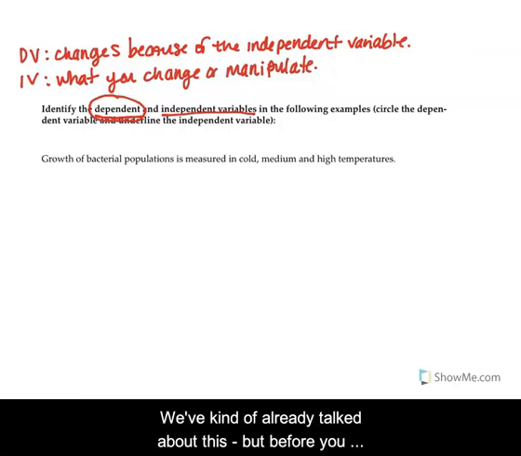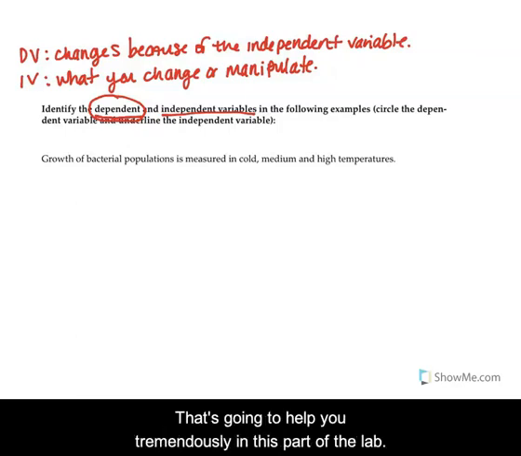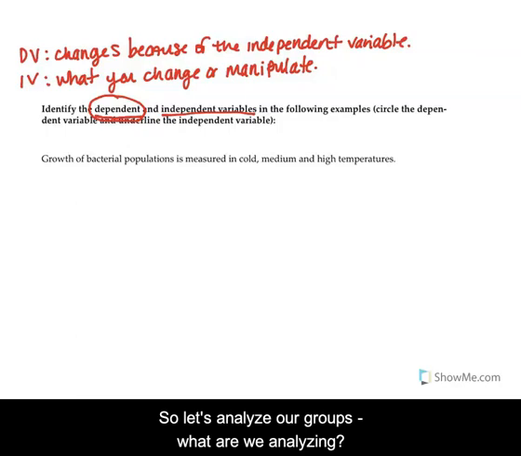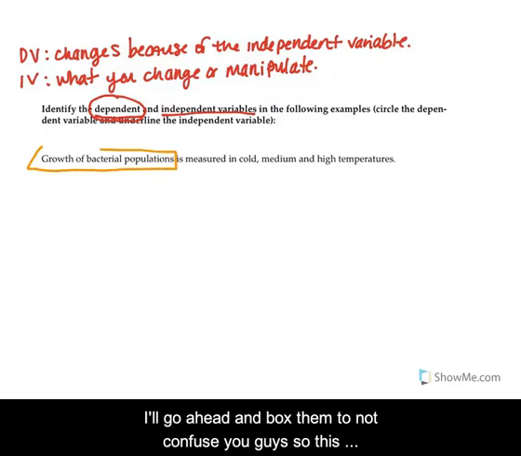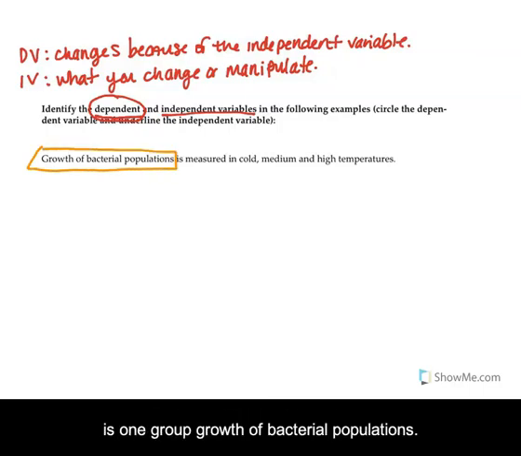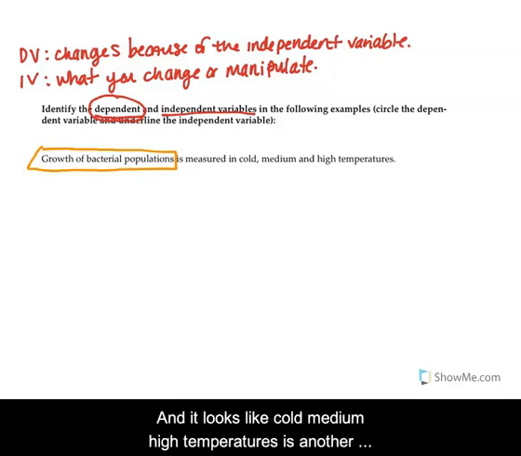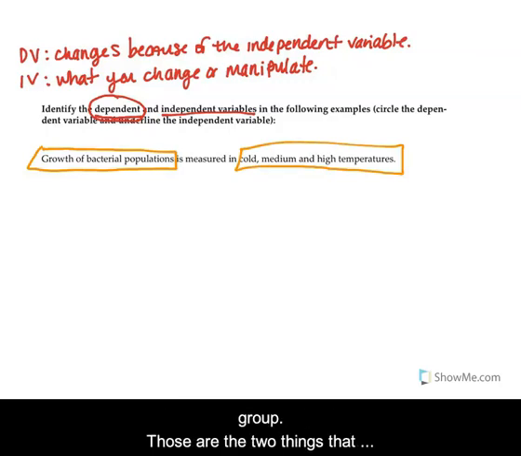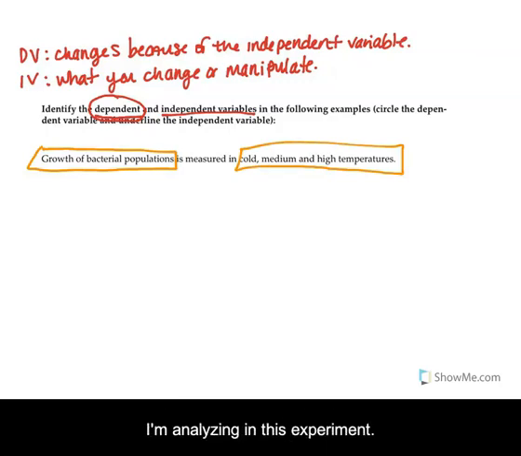Okay, we've kind of already talked about this, but before you guys find the DV and the IV, I want you to first define your groups. What are you analyzing? That's going to help you tremendously in this part of the lab. So let's analyze our groups. What are we analyzing? Looks like growth of bacterial populations is one. Let me go ahead and box them to not confuse you guys. So this is one group, growth of bacterial populations. That's one group. And it looks like cold, medium, high temperatures is another group. Those are the two things that I'm analyzing in this experiment.